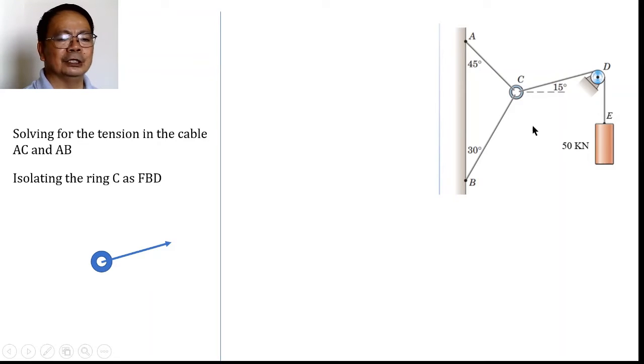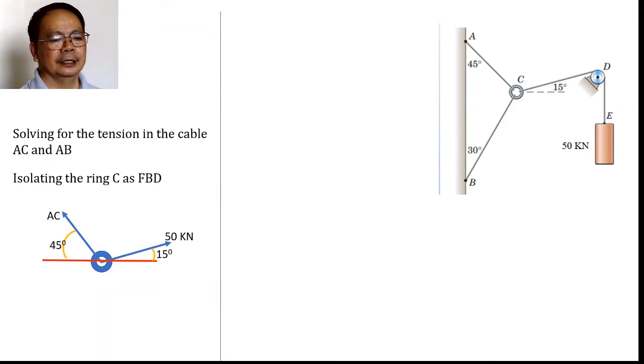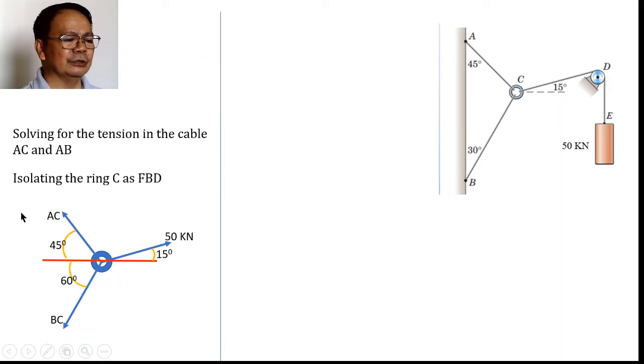Unahin natin itong known. Ito kasi yung force na ito is already known, which is equal to 50. Diba? This is inclined at an angle of 15 degrees with respect to the horizontal as shown here. Then this AC will be making an angle of 45 degrees with respect to the horizontal. And this tension coming from the cable BC will be making an angle of, if this is 30, 60 degrees with respect to the horizontal also. So, in this case, meron tayong dalawang unknown, AC at saka BC.